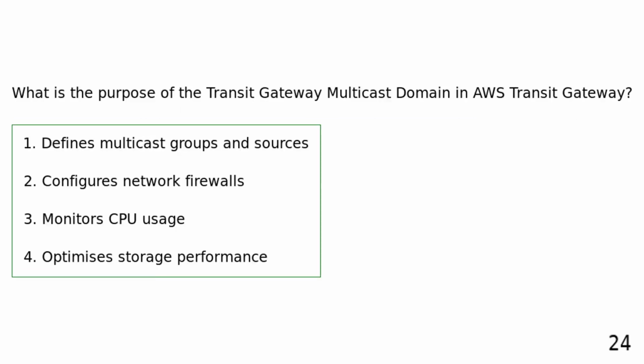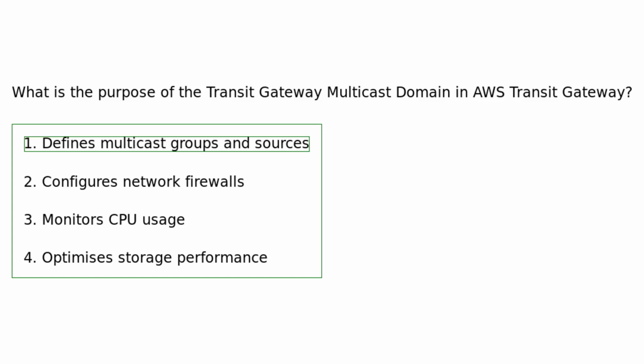What is the purpose of the Transit Gateway Multicast domain in AWS Transit Gateway? Defines multicast groups and sources. Configures network firewalls. Monitors CPU usage. Optimizes storage performance. The Transit Gateway Multicast domain in AWS Transit Gateway defines multicast groups and sources, allowing for the efficient distribution of multicast traffic to designated receivers.